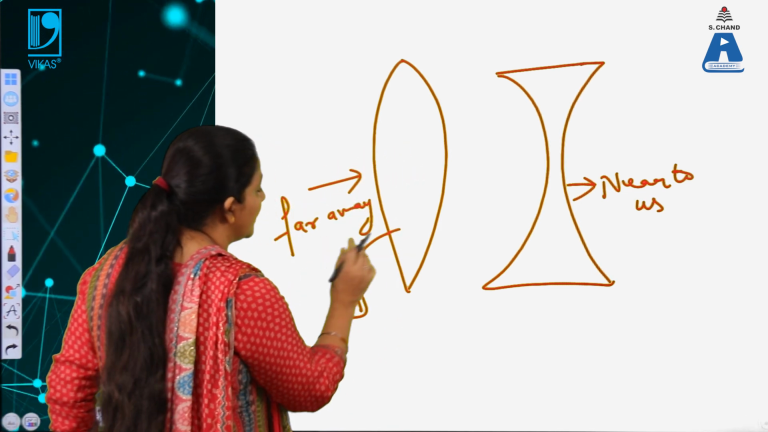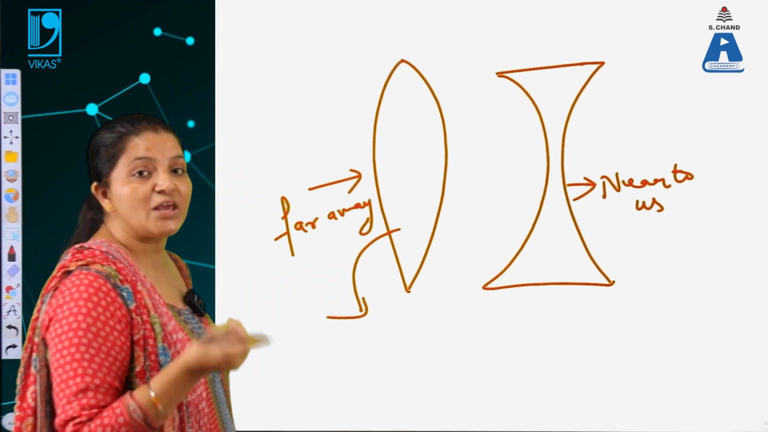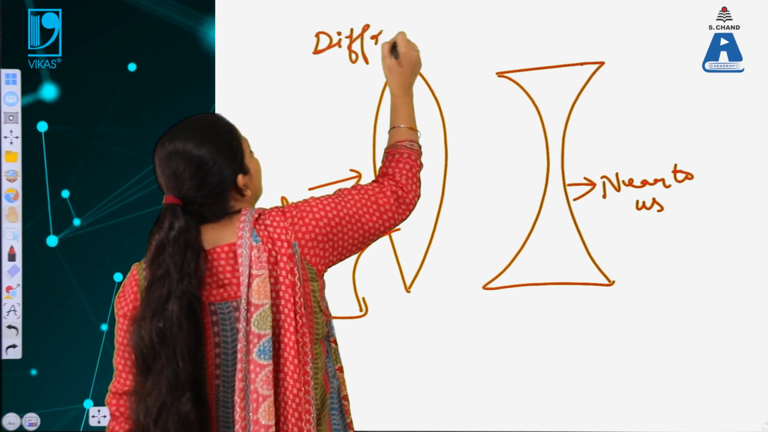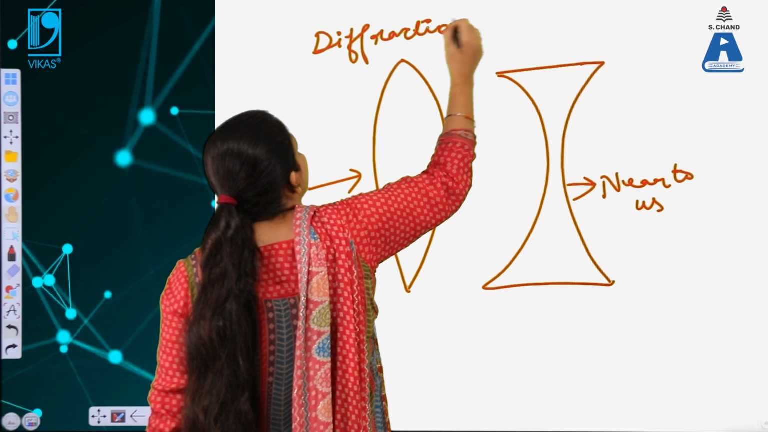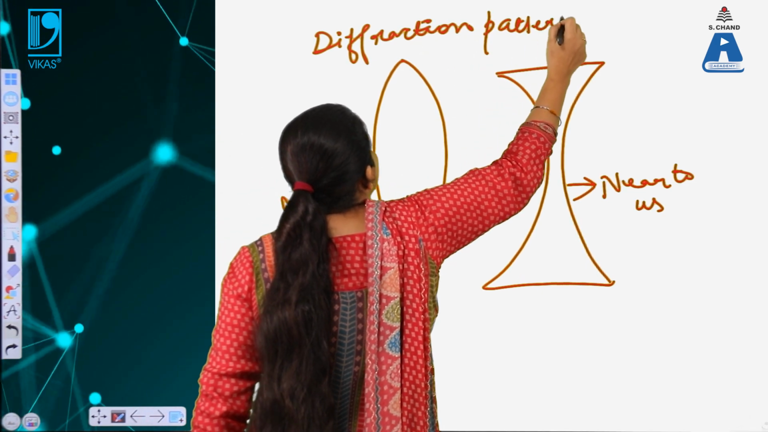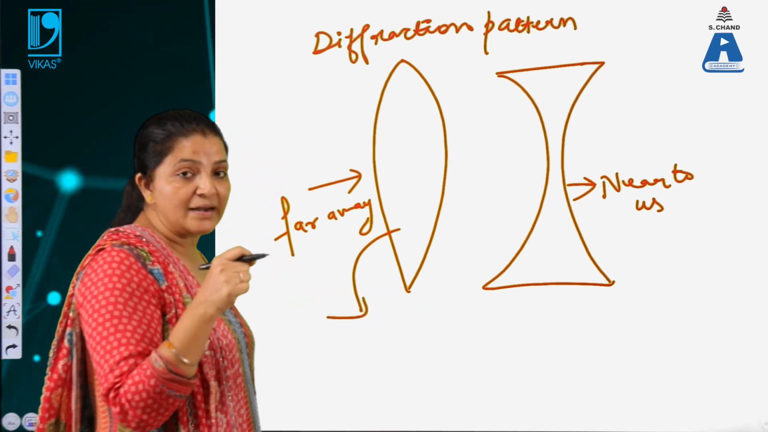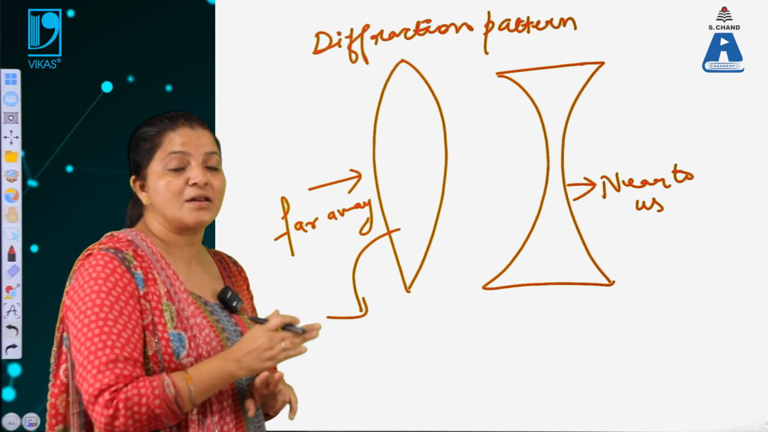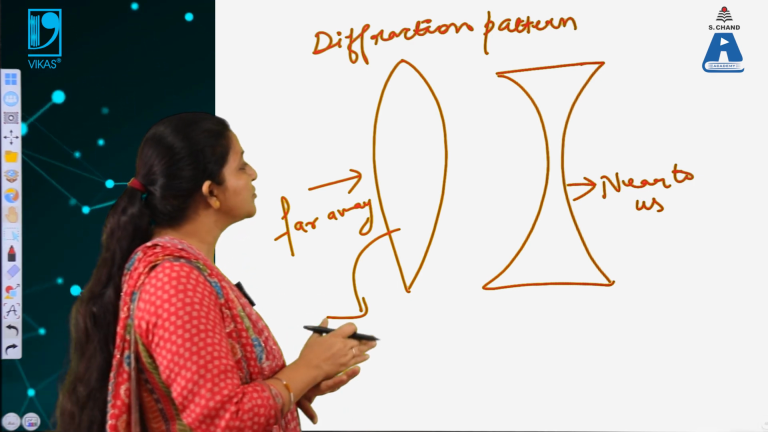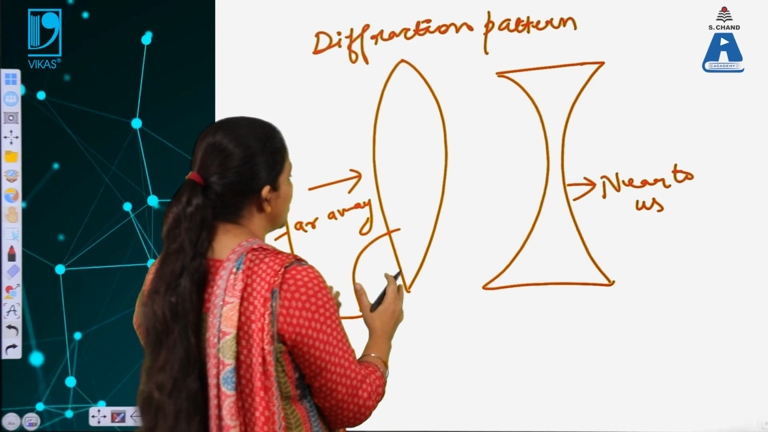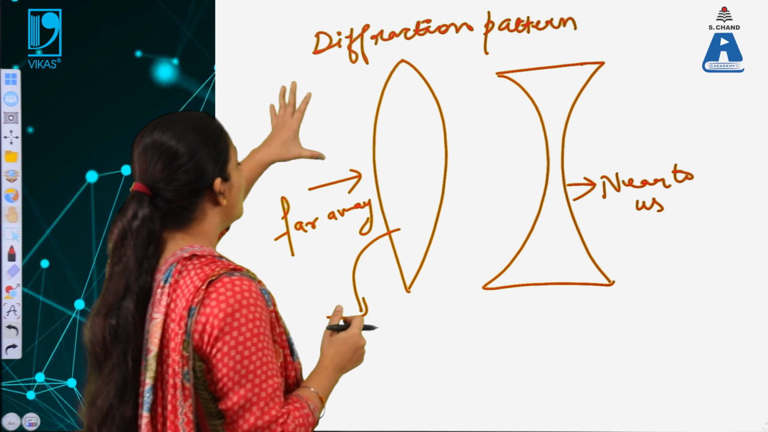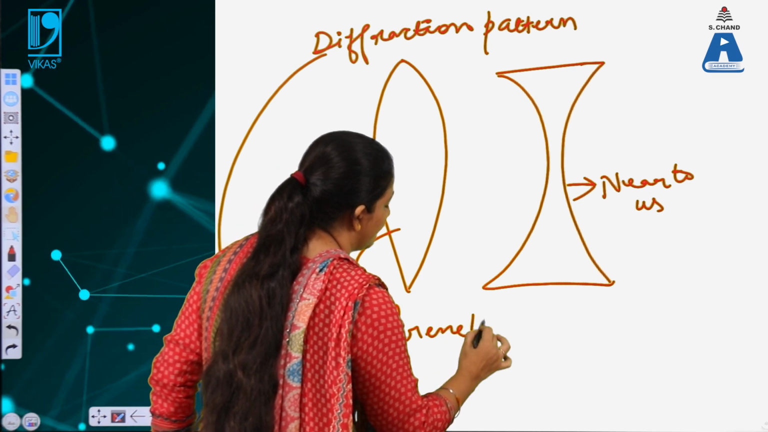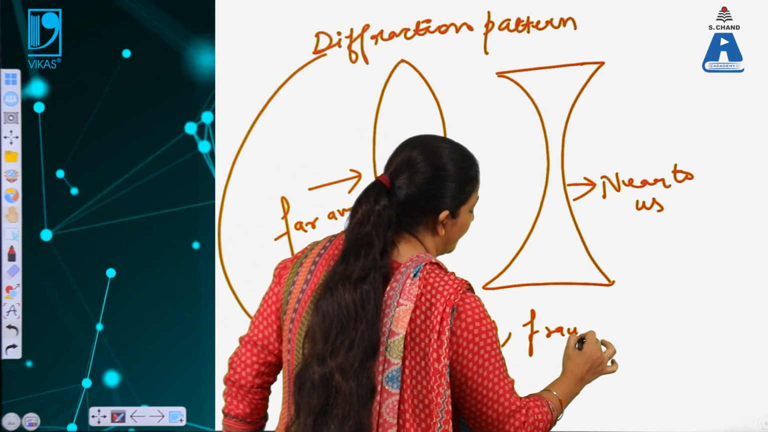Now we know that in order to see the proper images of the objects, diffraction patterns are also formed at the tip of the objects. By using that diffraction pattern, we are able to see the proper images of the object. Depending upon that, there are two kinds of lenses over there. Now the diffraction is again of two types. One is Fresnel and the second one is Fraunhofer.